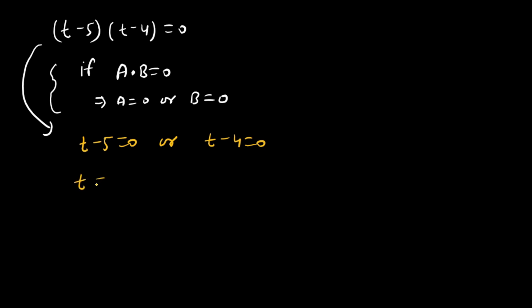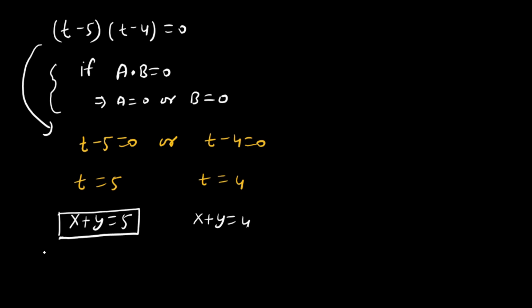Then here t is equal to 5 and here t is equal to 4, and we know that t is x plus y, so that's why here x plus y is equal to 5 and here x plus y is equal to 4. Now we have two possible values of x plus y. Let us consider this is case first and this is case second.